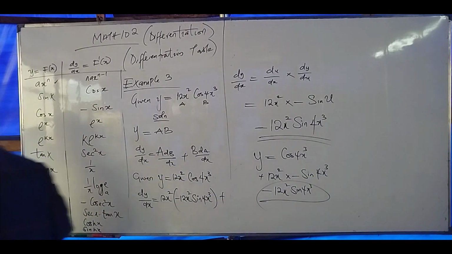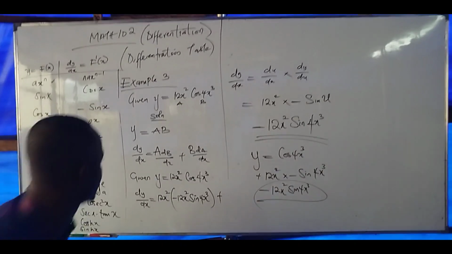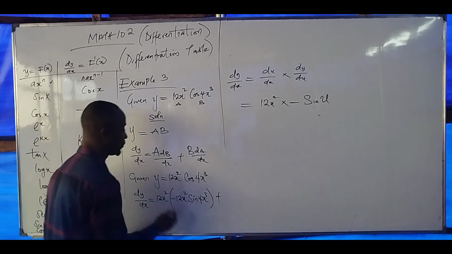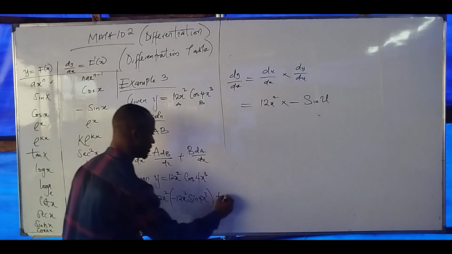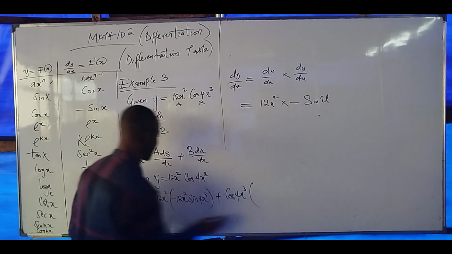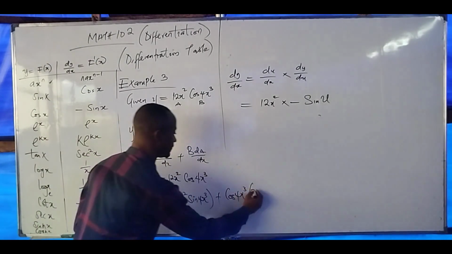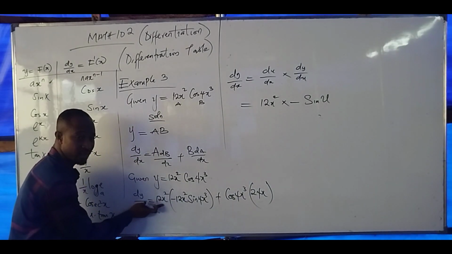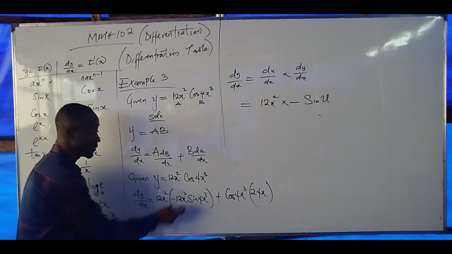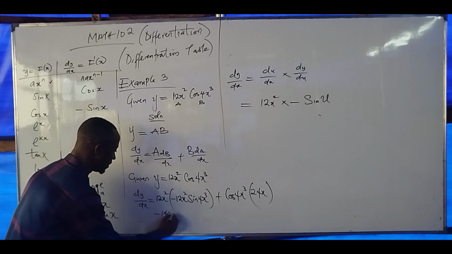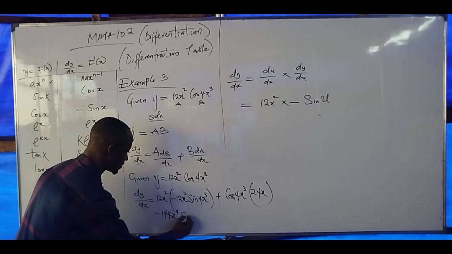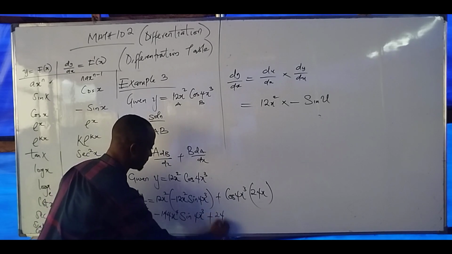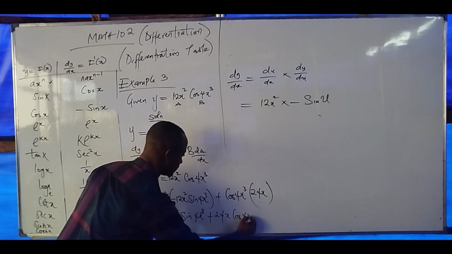Plus, right? Okay, let's go. Plus, we keep all constants now: cos 4x cubed. Differentiate 12x squared. What do you have? 24x. Can we expand this now? Let's watch. 12x squared multiplied by minus 12x squared will give us minus 144x to the power 4 sine 4x cubed. Then here will be plus 24x cos 4x cubed.